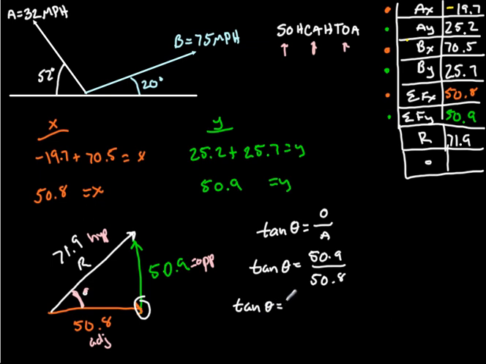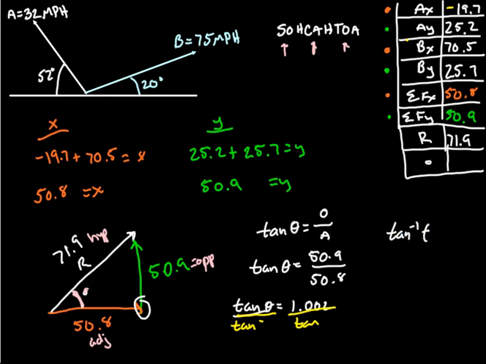we're going to get a tangent value of almost 1.002. And we really need to get rid of this tangent. The way we do that is we take the inverse of tangent, tangent to the negative one. I'll do this in a different color. Tangent of both sides. And what that looks like in your calculator is basically like this.